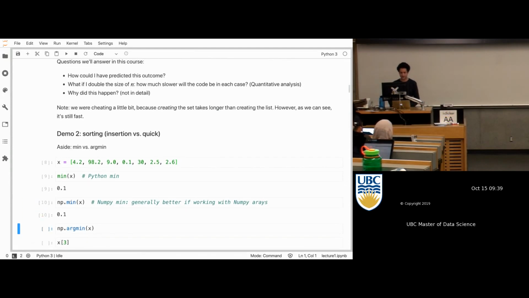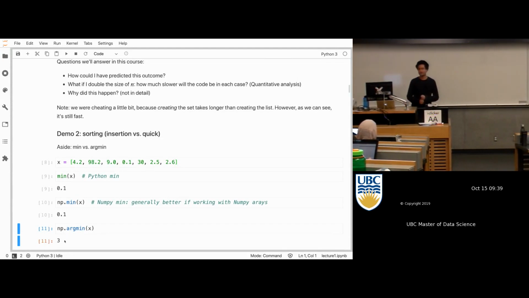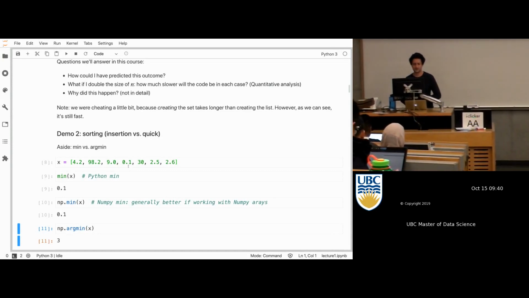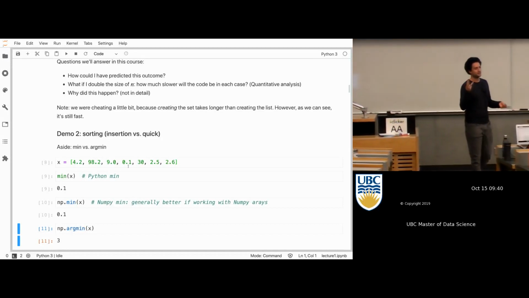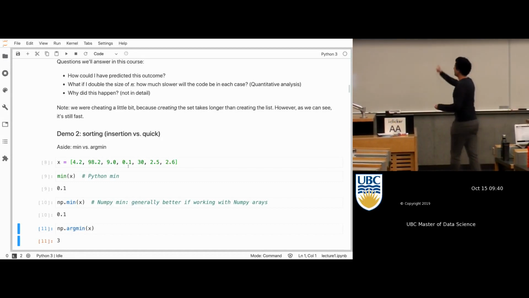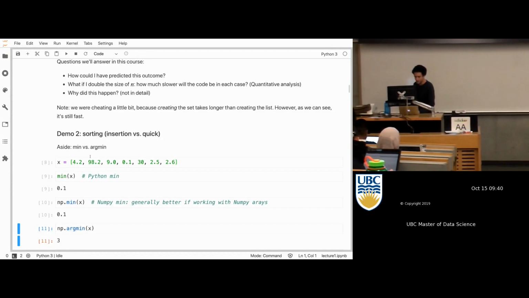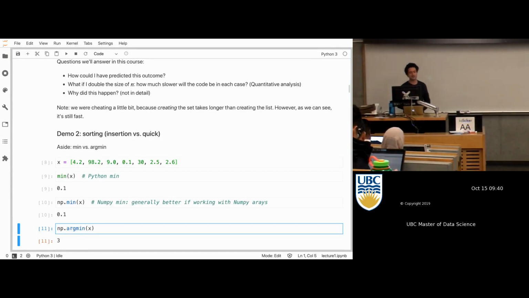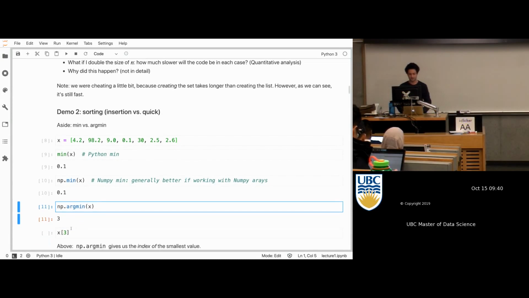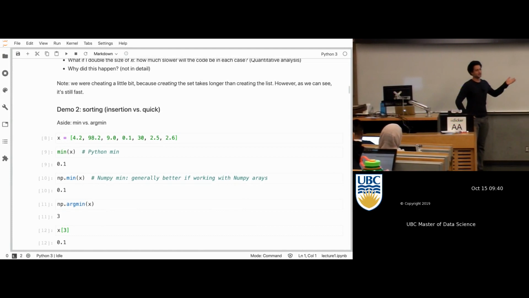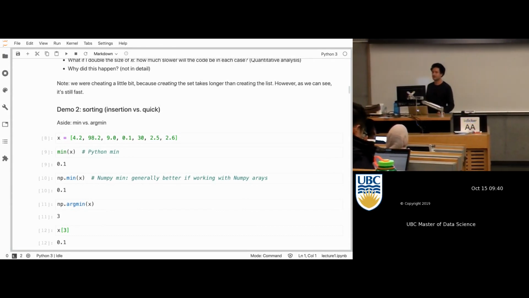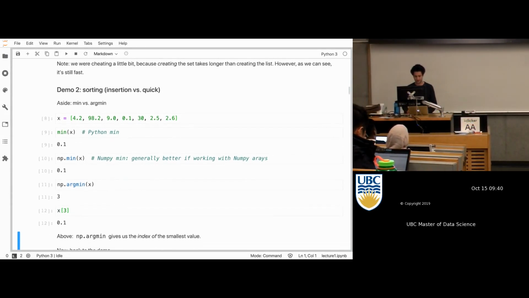Okay, so there's something else called argmin, which some of you may not have heard of. And what that means, it's the index of the minimum. So 0.1 is the smallest element. That's like the value of it. But which element was that? It was element number 3, because remember we start from 0. So 0, 1, 2, 3. So argmin just says the index of the min, and we can take x of 3 and see that it is indeed 0.1. So this is something that's super useful, and you'll see it here and there in the program.